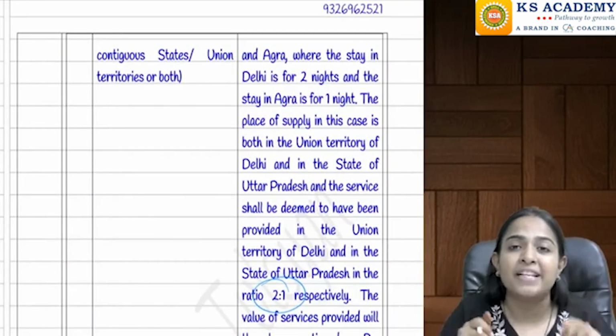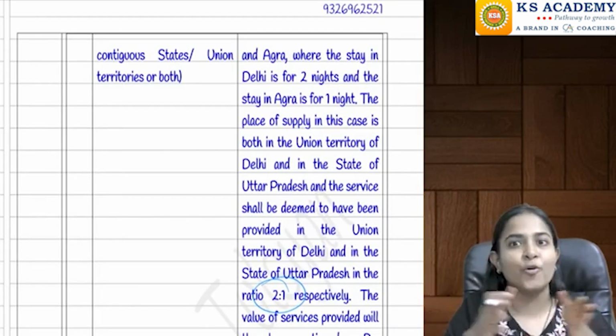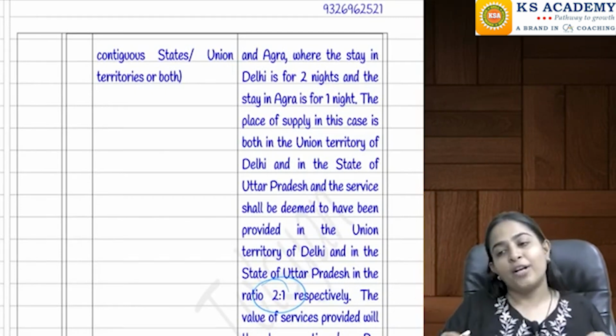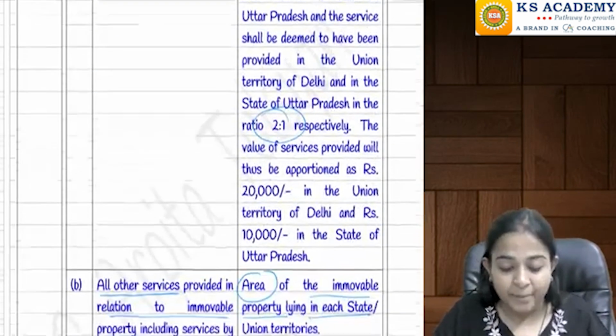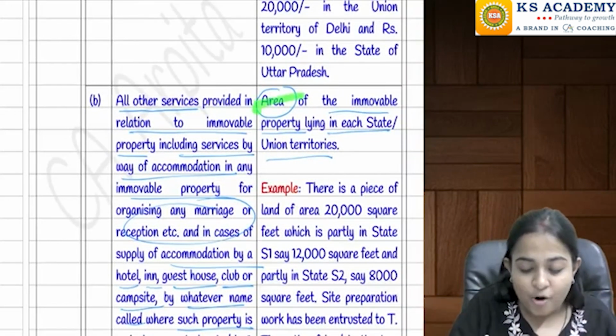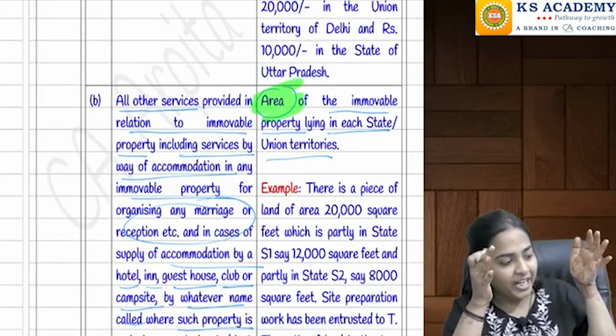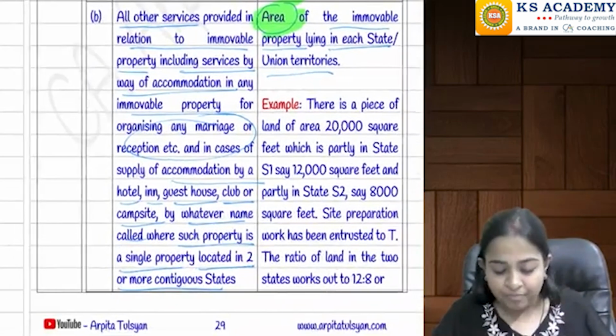Next, let's say there is a single property, and that property is situated on the border of Maharashtra and Gujarat. In that case, can we say the immovable property is located in 2 different states now? So the value of service will be divided between these 2 states on the basis of the area of the immovable property, that is, how much area is lying in Maharashtra and how much area is lying in Gujarat. On that basis, I am going to divide it.